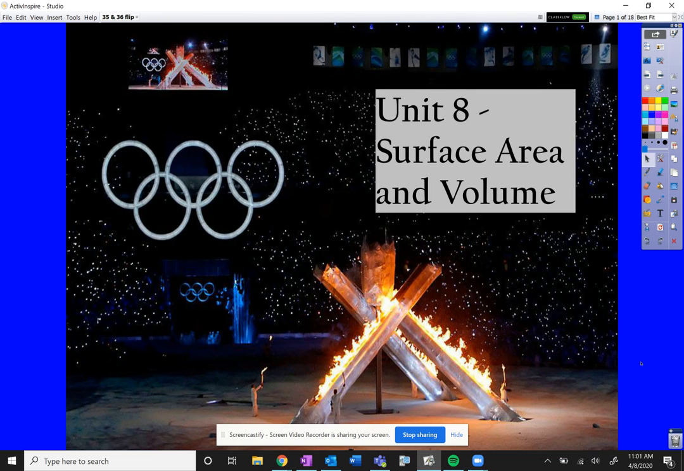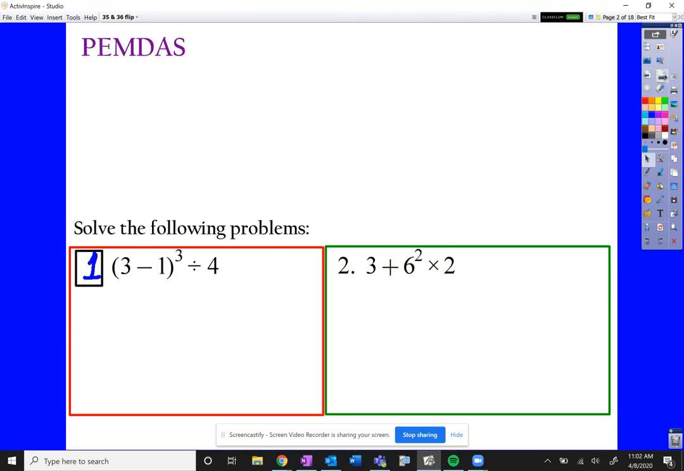Hey guys, so we're going to start Unit 8. We're going to talk about first, Objective 35, which is going to be surface area, and then we'll also talk about 36 in the next video, which will be volume. All right, so let's talk about surface area.